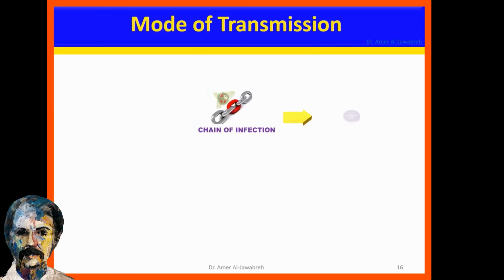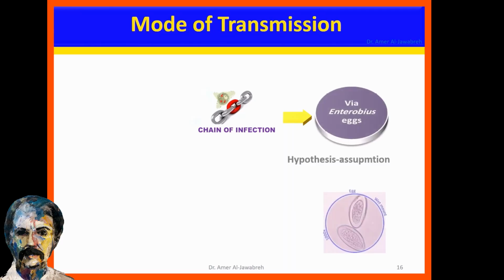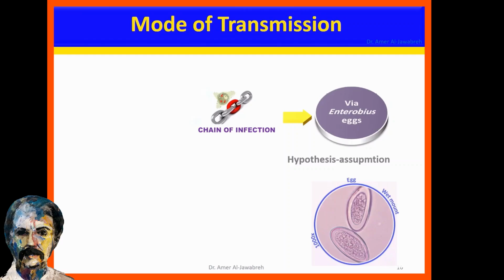The mode of transmission is, as we said, you remember when we discussed the life cycle, we said that the life cycle of this parasite, this intestinal flagellate, is not well understood. It's not clear. Therefore, the mode of transmission is going to be the same. Speculations and hypotheses. First, mode of transmission via Enterobius vermicularis egg, the nematode.